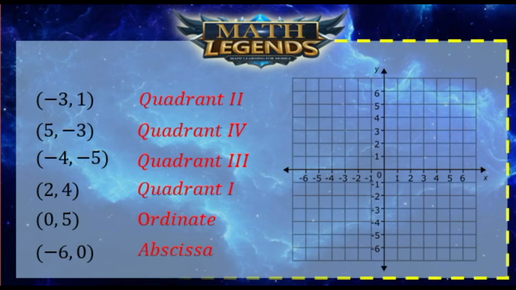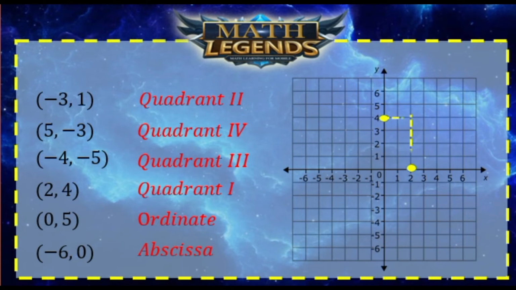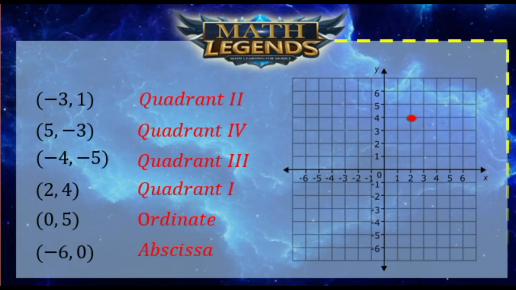Let us have the next one, 2 and 4. 2 is located along the positive x-axis and 4 is located along the positive y-axis, and the intersection of this will be the location of the point, and let us call it 2 and 4.